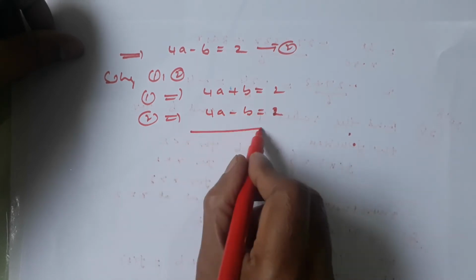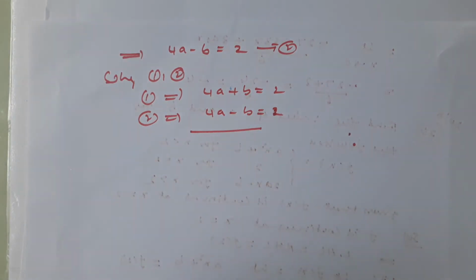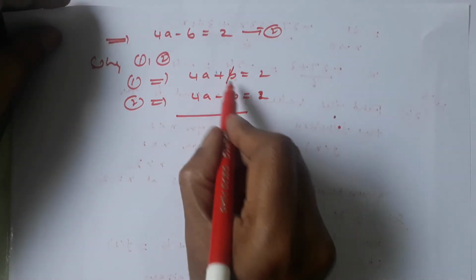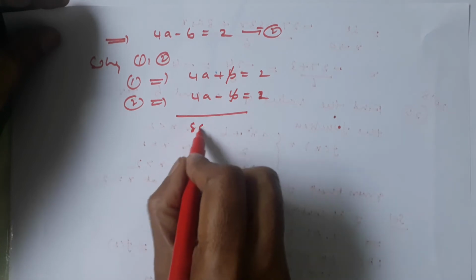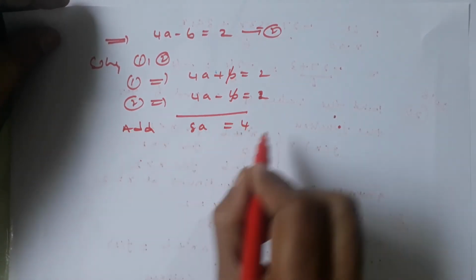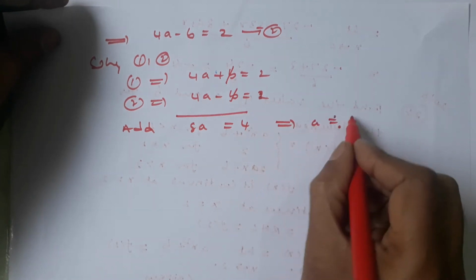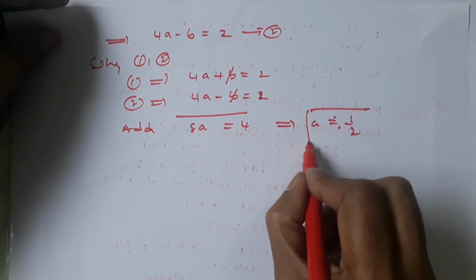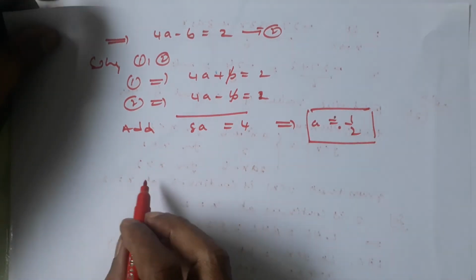Simplify these two equations. Adding, 8a is equal to 4, so that a is equal to 1 by 2.